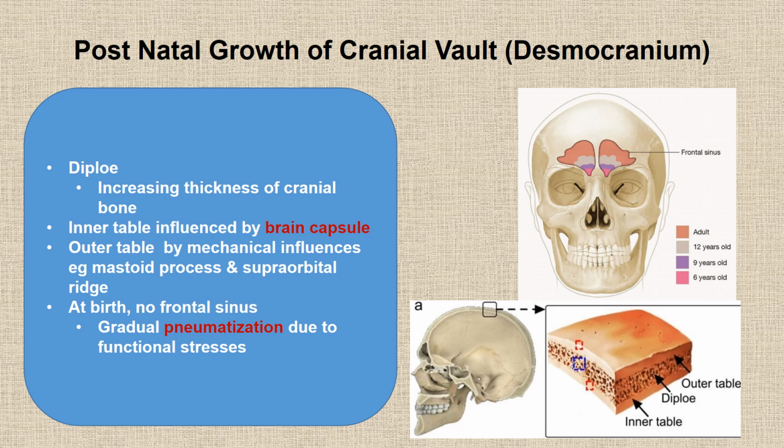The inner table is influenced by the brain capsule, whereas the outer table is influenced by mechanical influences, for example, the mastoid process and the supraorbital ridge. Now, at birth, there is no frontal sinus, but with gradual pneumatization and functional stresses, the frontal sinus develops.